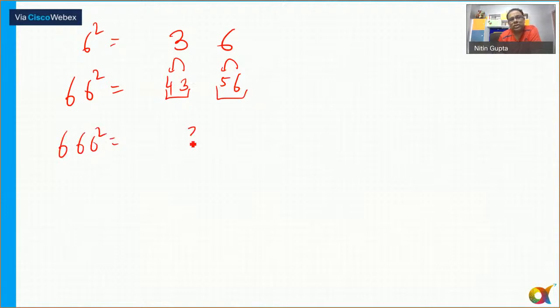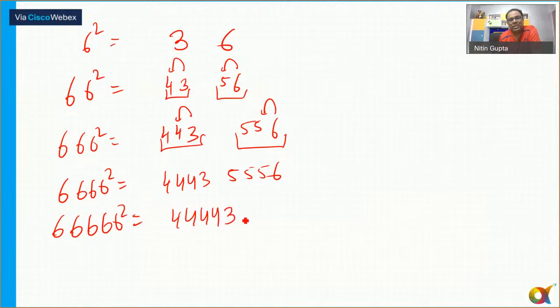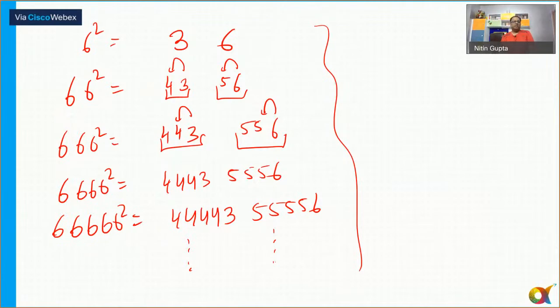666 square. 6 square is 36. 3 plus 1, so that is 4 and 4. 6 minus 1, that is 5 and 5. So 443556. Similarly, I can say 4 times 6 square, so 4443555 6. I can say 4 times 4 followed by 3, 4 times 5 followed by 6, and so on. So this is how we can find out the square of 6s, power of 6s, like 6 square, 66, 666 and so on. I hope that it is clear to all of you.